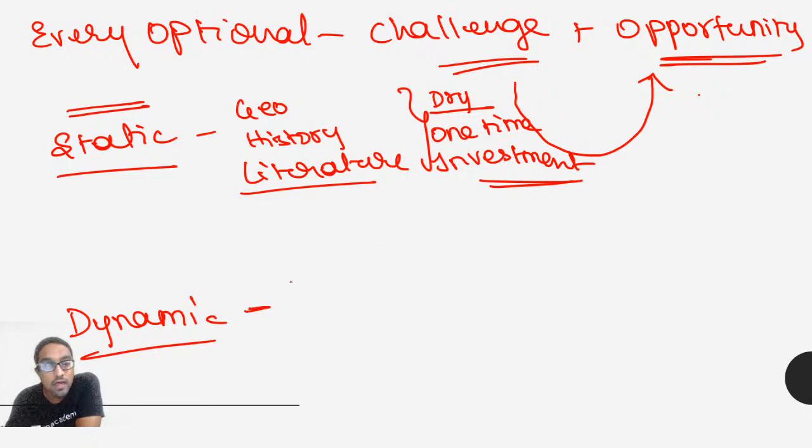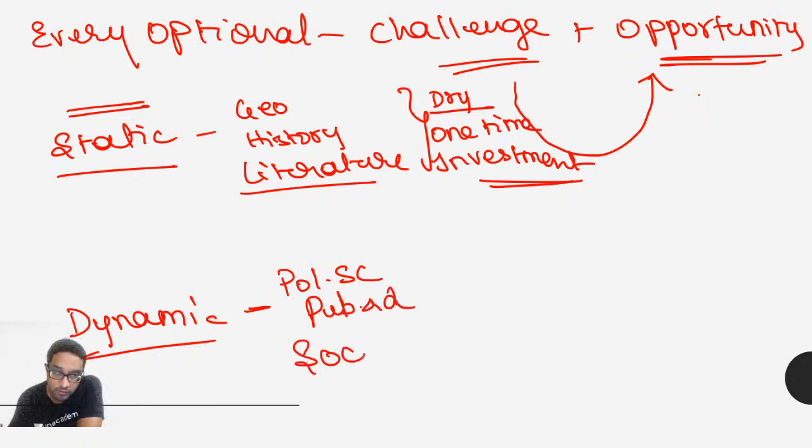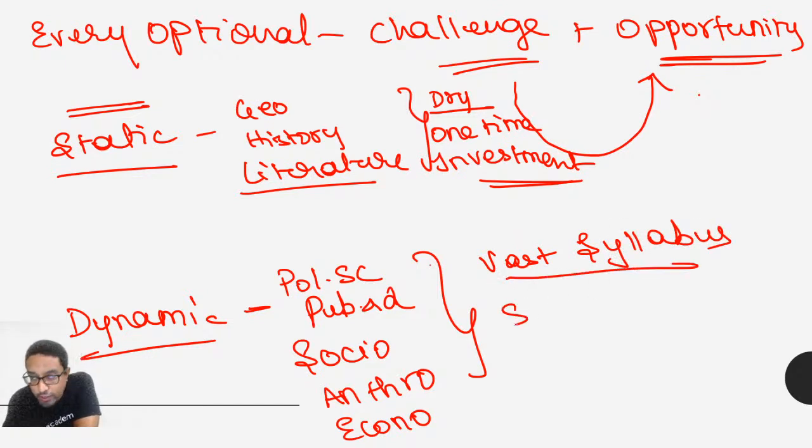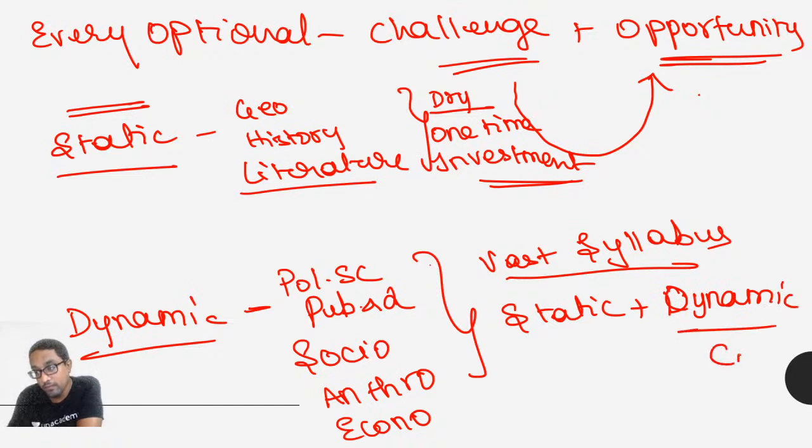Dynamic optionals are like your pol science, PubAd, sociology, anthropology, your economy, these kind of stuff. The problem with these is they have an extremely vast syllabus, because you need to do static plus dynamic. Dynamic is your current affairs part plus your core subjects.